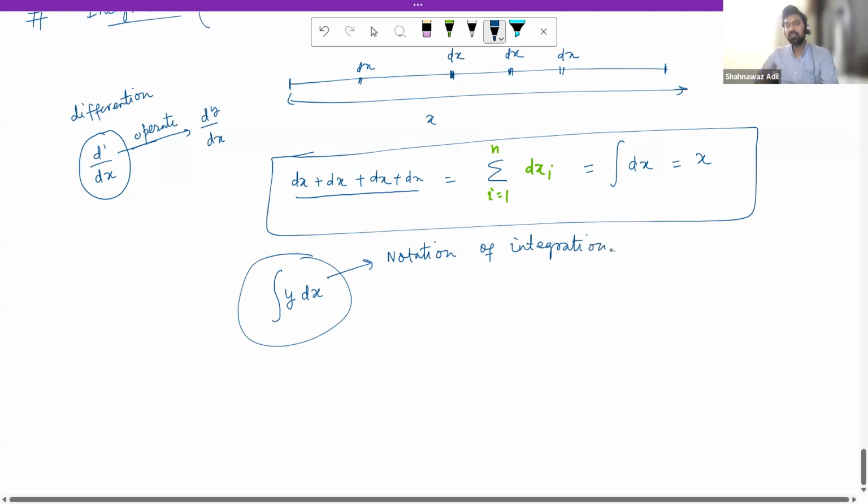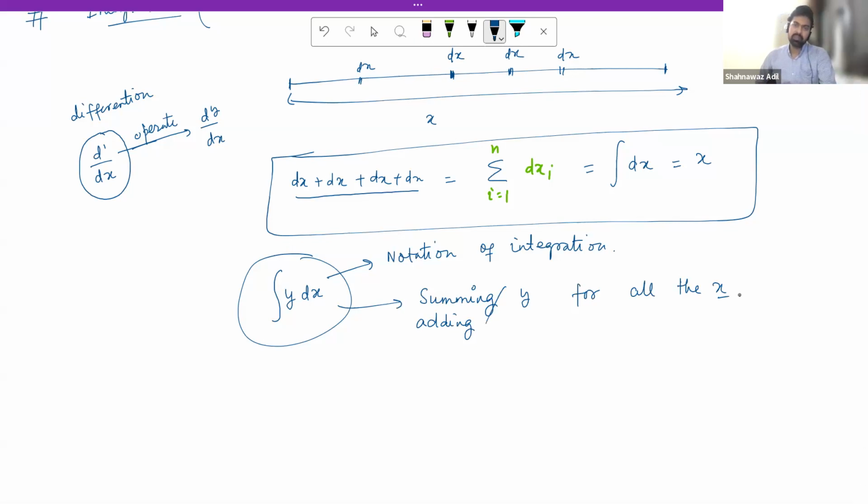And this means what? This means summing y, or adding y, all dx. Right. So this is what we mean by integration. But what is the physical meaning of this thing, right? So what is the physical meaning of this thing?